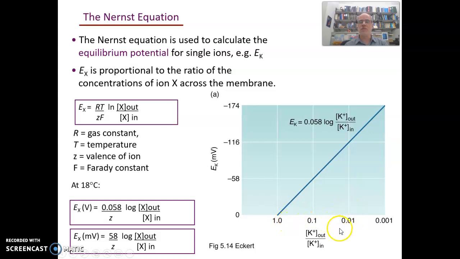In fact, it's much closer to 0.01. That is, the concentration of potassium outside the cell is about 1/100th of what it is inside the cell. So that tells us that the equilibrium potential for potassium is closer to a value of minus 116 millivolt.